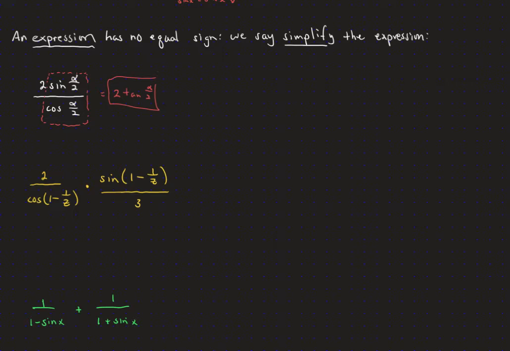Similarly, we can see here that the sine of 1 minus 1 over z over the cosine of 1 minus 1 over z is also going to be a tangent, and the extra 2 and 3 will just be that fraction 2/3, times the tangent of 1 minus 1 over z, and we have simplified that expression.